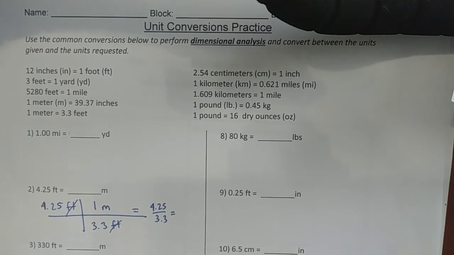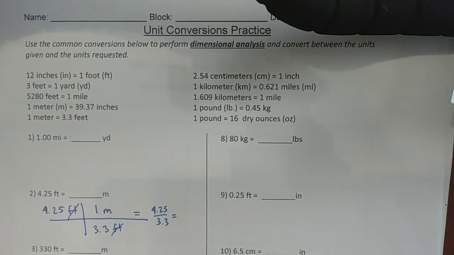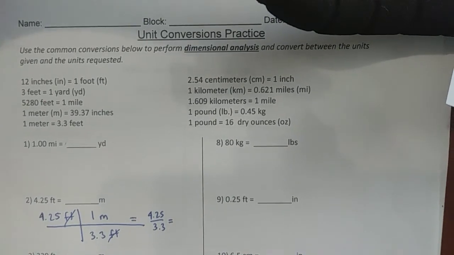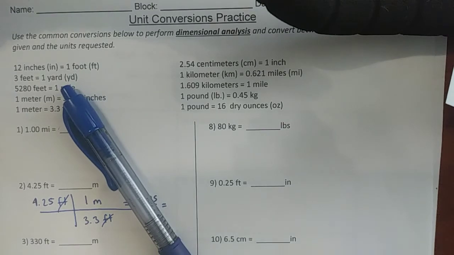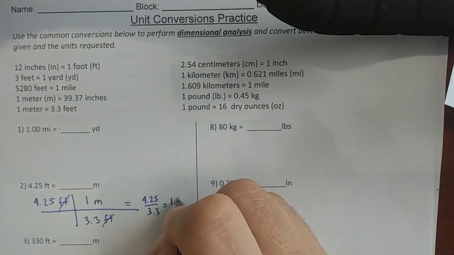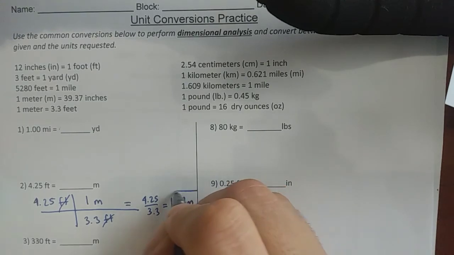Let me get my calculator, which I guess I'll use my computer for that. So we got 4.25 divided by 3.3, and I got 1.29 meters. And I put a box around it.